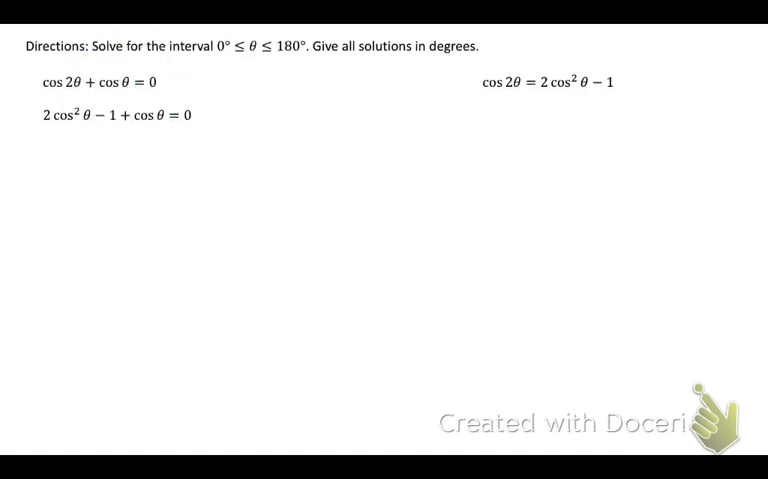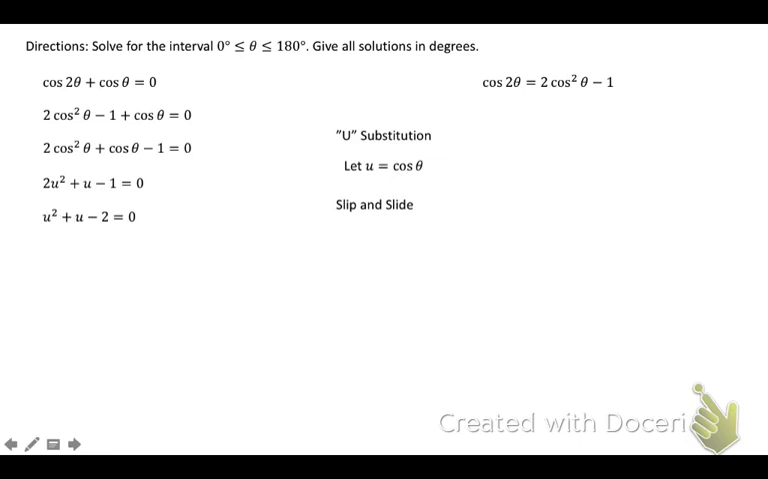So then that becomes 2 cosine squared of theta minus 1 plus cosine of theta equals 0. I'm just going to rearrange that. So that's 2 cosine squared of theta plus cosine of theta minus 1 equals 0. Let's use u substitution. So let u equal cosine of theta. So that's 2u squared plus u minus 1 equals 0. Splitting the middle term, that's 2u squared plus 2u minus u minus 1, which factors to u plus 1 and 2u minus 1.